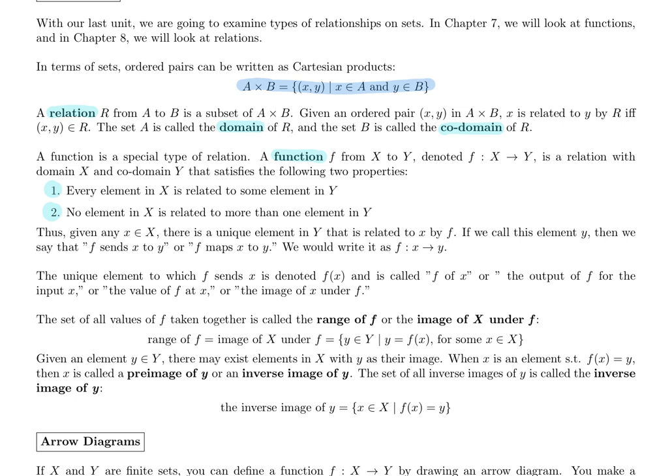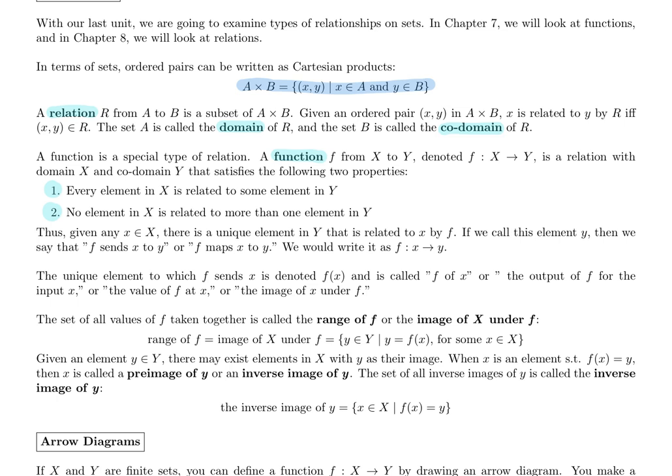If we call this element small y, then we say that f sends x to y, or f maps x to y. We would write it as f: x → y. The unique element to which f sends x is denoted f of x and is called f of x, or the output of f for the input of x, or the value of f at x, or the image of x under f. Most of us have already seen function notation and would already read it as f of x.